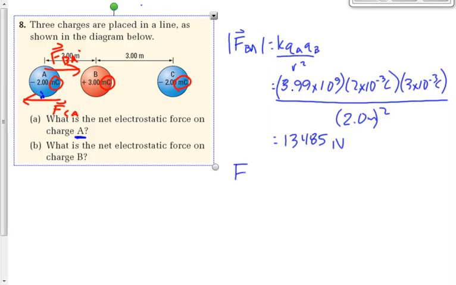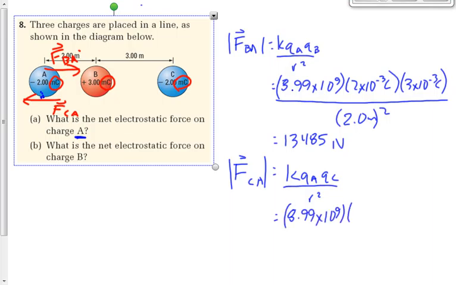13,485. Now let's get the value of FCA. This one's a tiny bit trickier. Not a lot, but a little bit. Again, it's 8.99 times 10 to the 9 times QA, which again is 2 times 10 to the minus 3 coulombs, times QC, which is 2 times 10 to the minus 3 coulombs again. Divided by, this time, what's our distance this time?